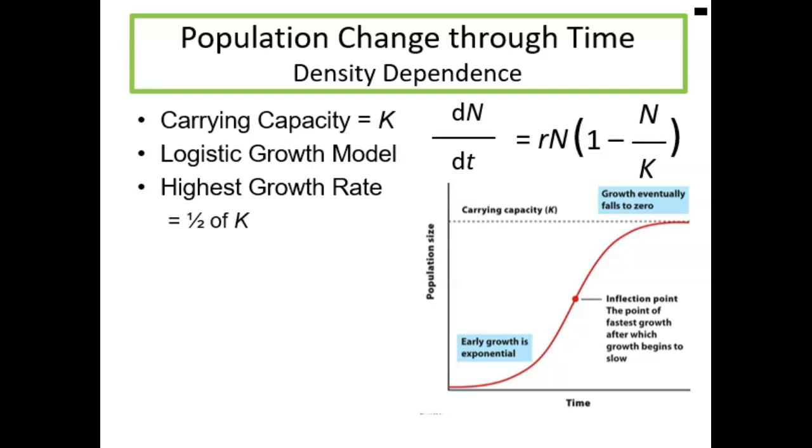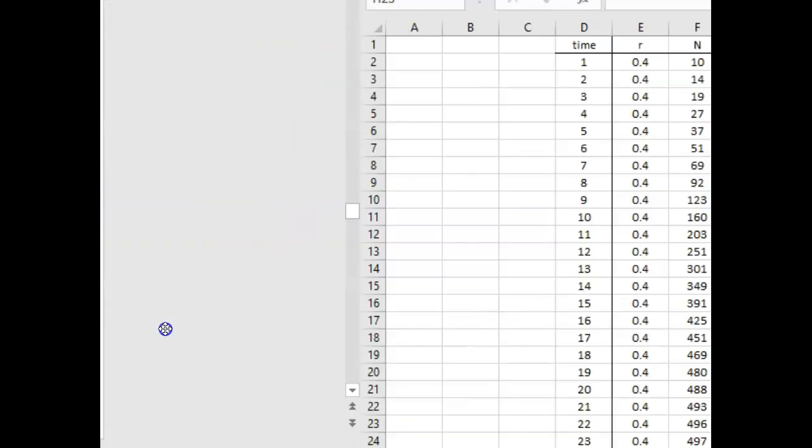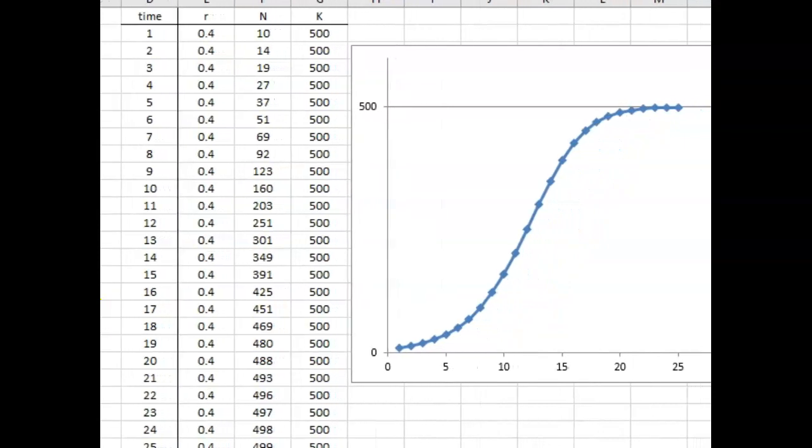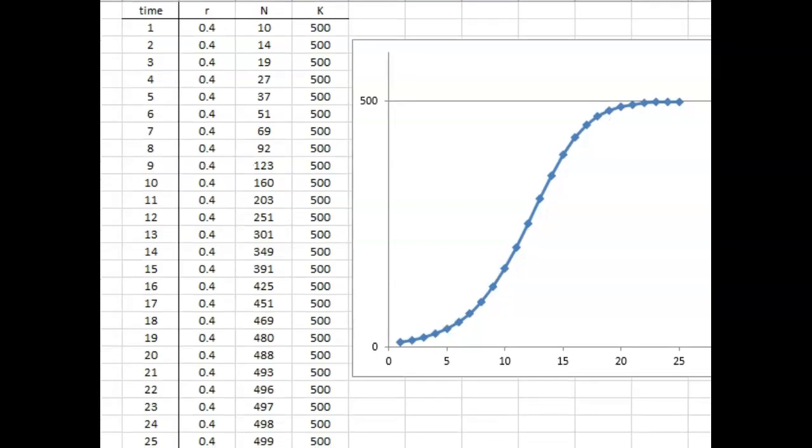So I want to take this logistic growth model, this equation, and see what it would look like if we apply it to a real life situation with a real population. So I've done that. I've programmed here a Microsoft Excel file that will show us what's going on with the population over time. All right, so if we look here, I've got all the components of the equation.